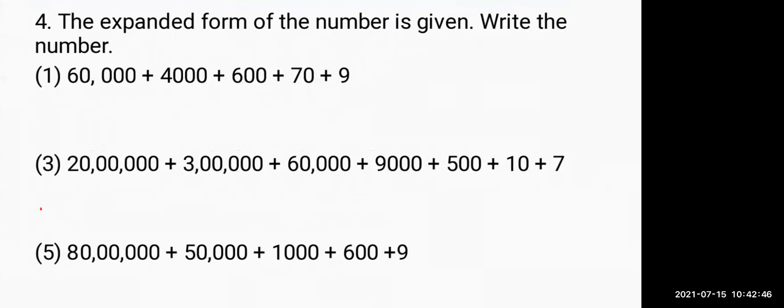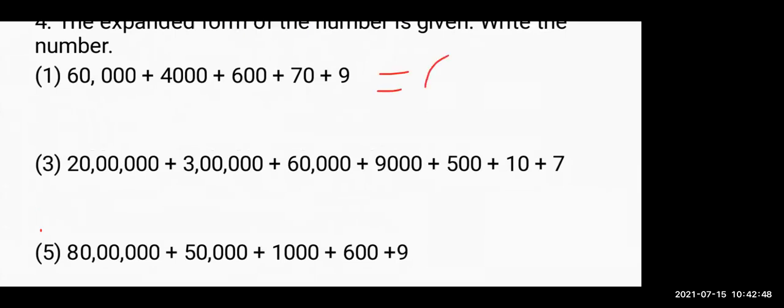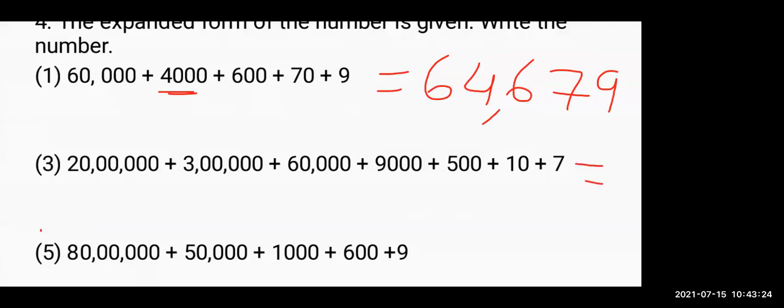So, how are you going to write it down? First, it is given 60,000, that means 6. After 60,000, a thousands number should come. So a 1,000 number is given, so we will write 4, then 600's 6, then 70's 7, and then 9 is in the place of unit. So it will come as 64,679. In the same way, you are going to solve the third sum.